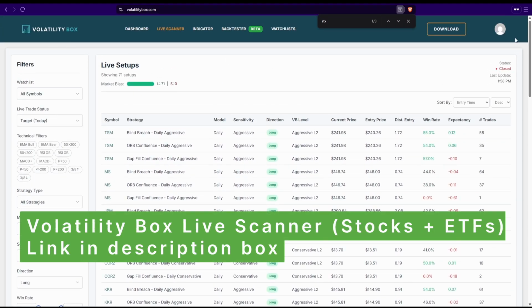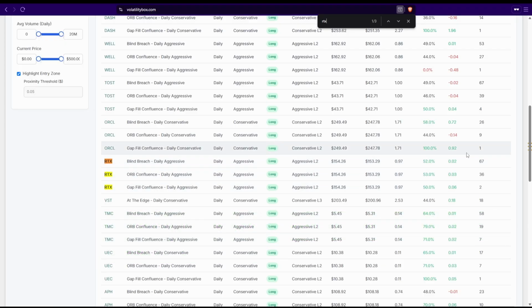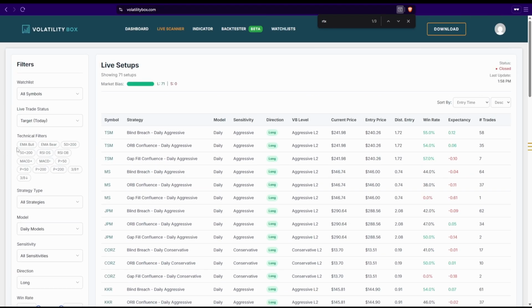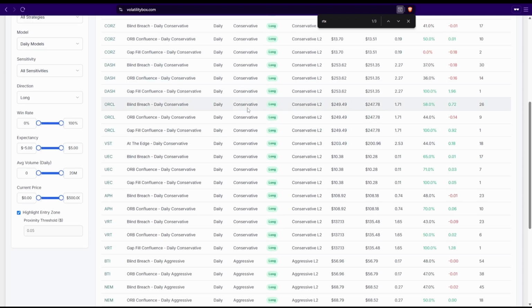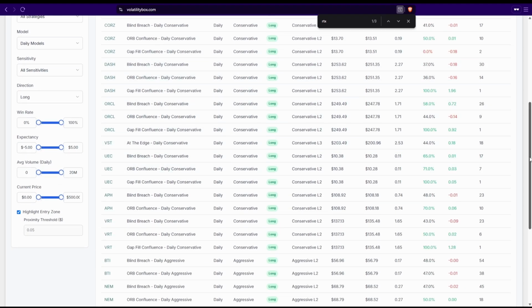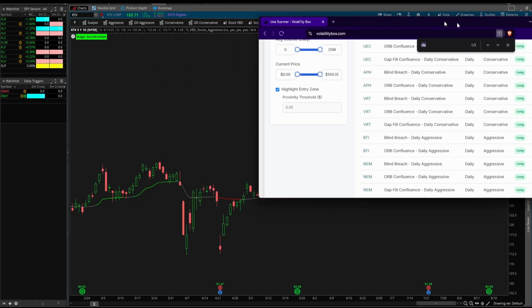If we come into the stock Volatility Box live scanner, Raytheon was one of those symbols which appeared today, which also had a bullish trend supporting it. So we had a sell-off inside of Raytheon. A few other stocks were DoorDash, Oracle, etc. But Raytheon stood out because we had the trend on our side as well.